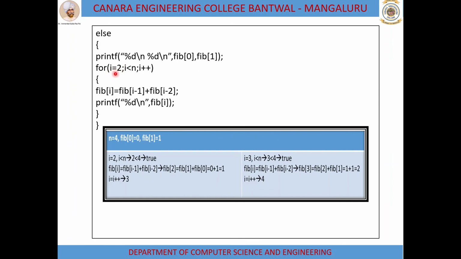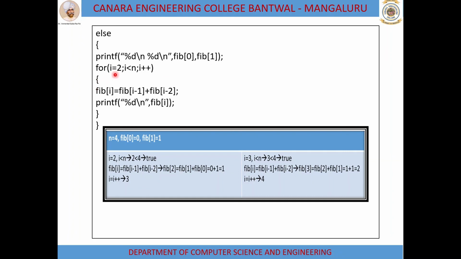So for i equal to 2, that is 0 and 1, our next element will be stored in location 2. So i equal to 2, i less than n, because the array goes from 0 to n minus 1, so i is less than n, i plus plus. For example, if the user has given input as 4, then first if n is equal to 1 is false, so control will come to the else if part. n is equal to 2, that is also false, so the control will come to the else part. Now the first printf "%d", fib[0] and fib[1] will be executed. The first two numbers will be displayed. After that the control will come to the for loop.